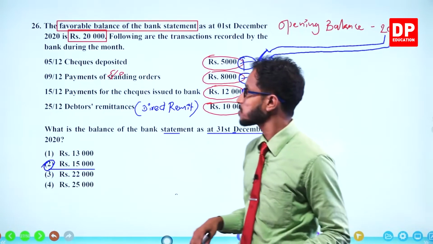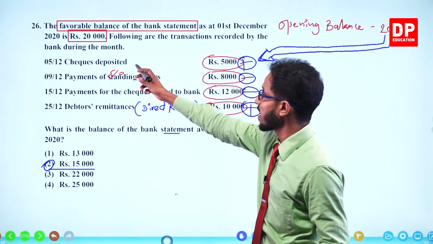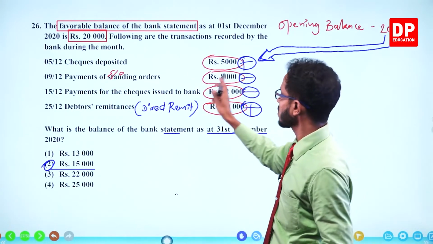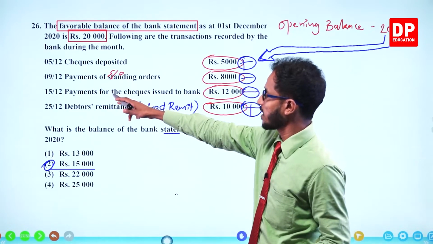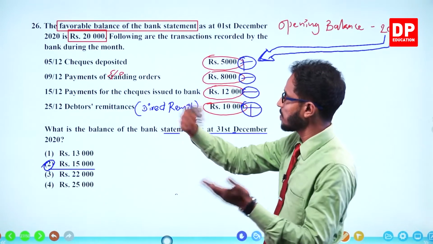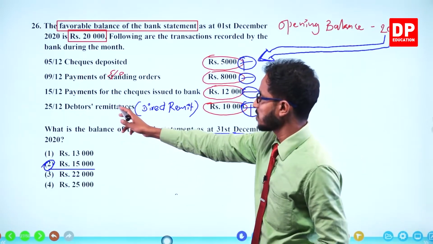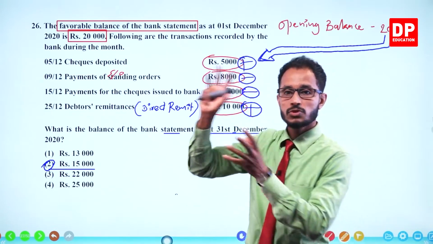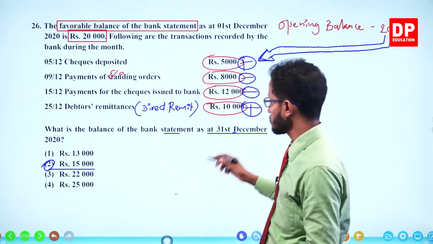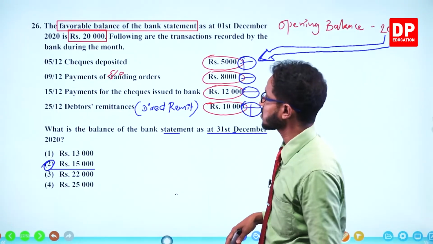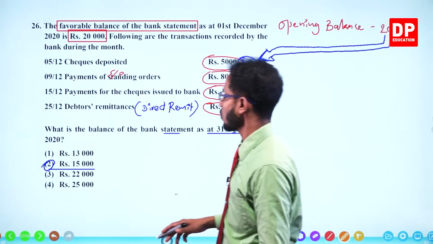To the opening balance, checks deposited should be added. Standing order payments should be subtracted. Again, checks issued to the bank and the bank has paid, subtracted. Direct remittances, money put directly to our account, should be added. Okay, done. Let's go to the next question.